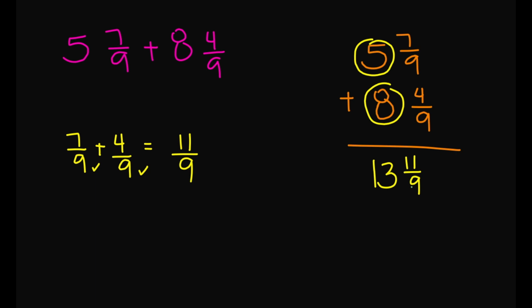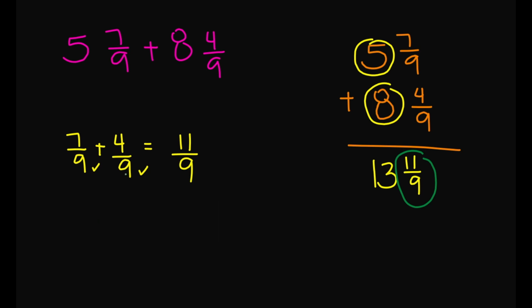Now, before you move forward, by looking at this example here, notice we have an improper fraction. This 11/9 is an improper fraction. The number on top is greater than the number on the bottom. So that's what makes it an improper fraction. So we do not want to leave our answer this way.